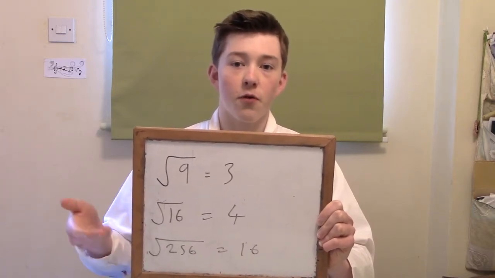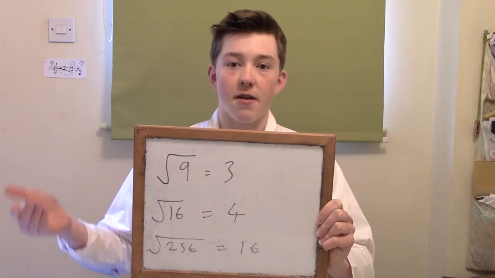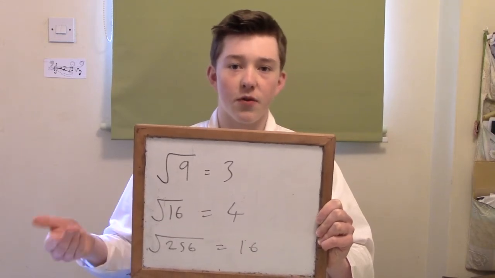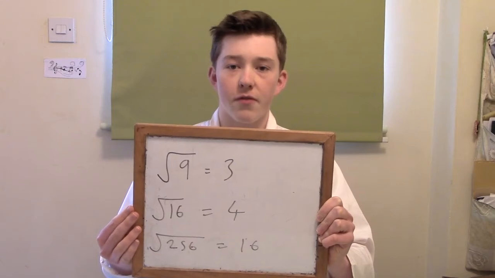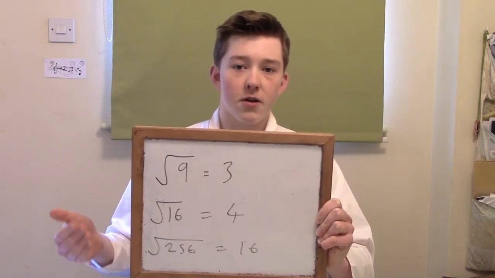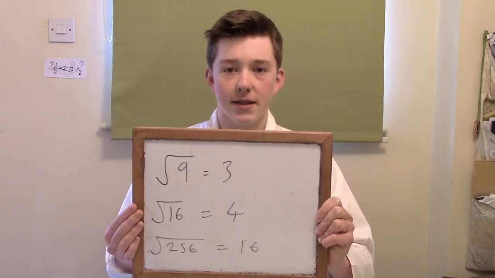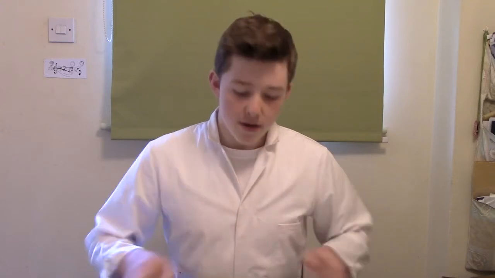The same goes for 4 times 4 equals 16, therefore the square root of 16 equals 4, and 16 times 16 equals 256. Therefore the root of 256 is 16. However, it's not always that simple. Not every number has a whole number as its square root.